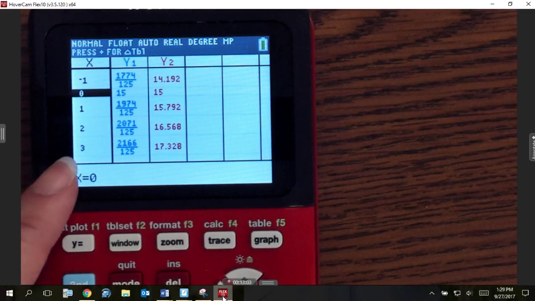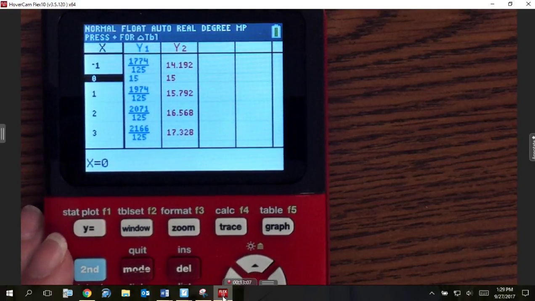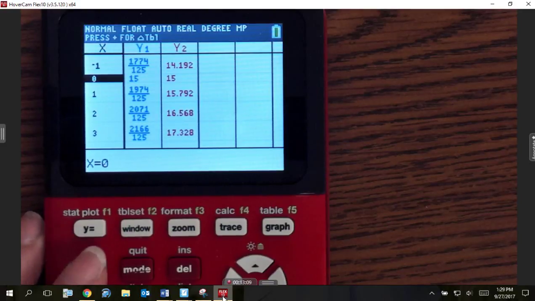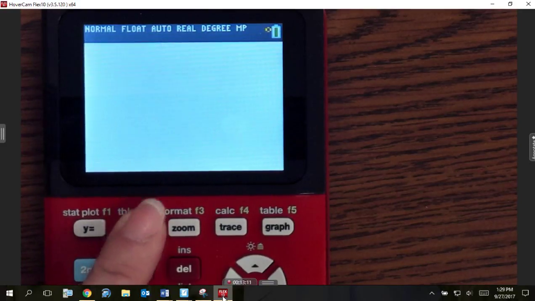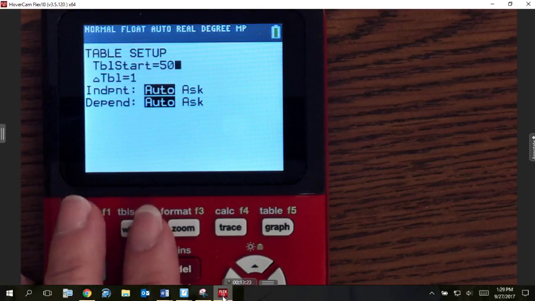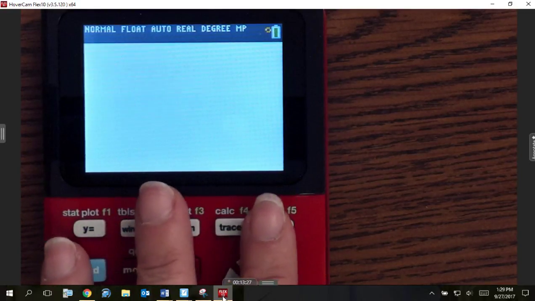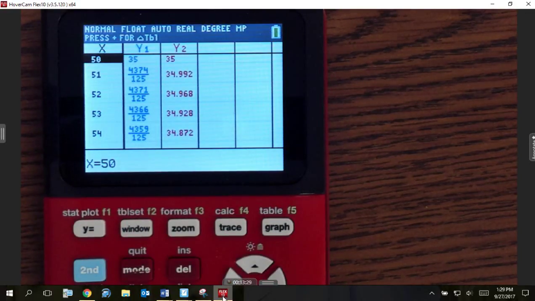So we've talked about this before. You can change what your table starts at. If you go to second table set, which is second window, and then you just tell your table to start at 50, go back to your table, and then you'll find the ordered pair where 50 is, and you don't have to arrow down 50 times. And wasn't it supposed to be 35? Yeah.